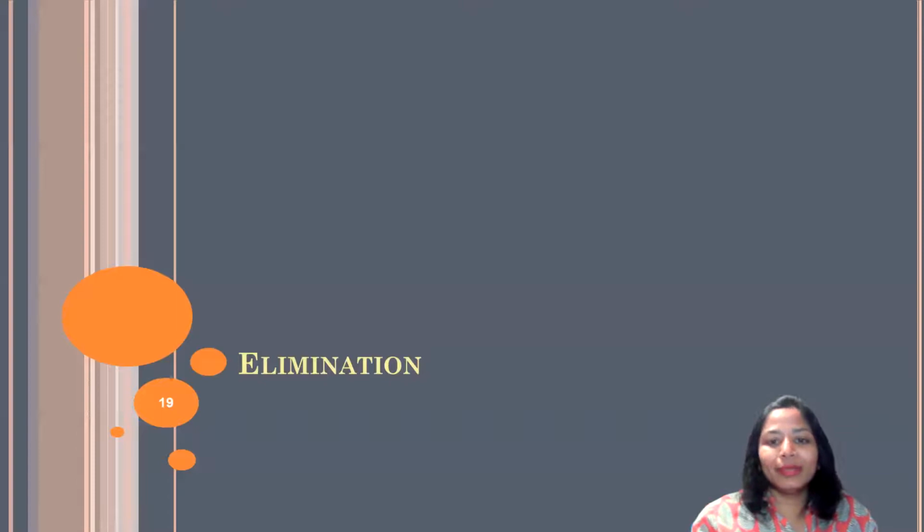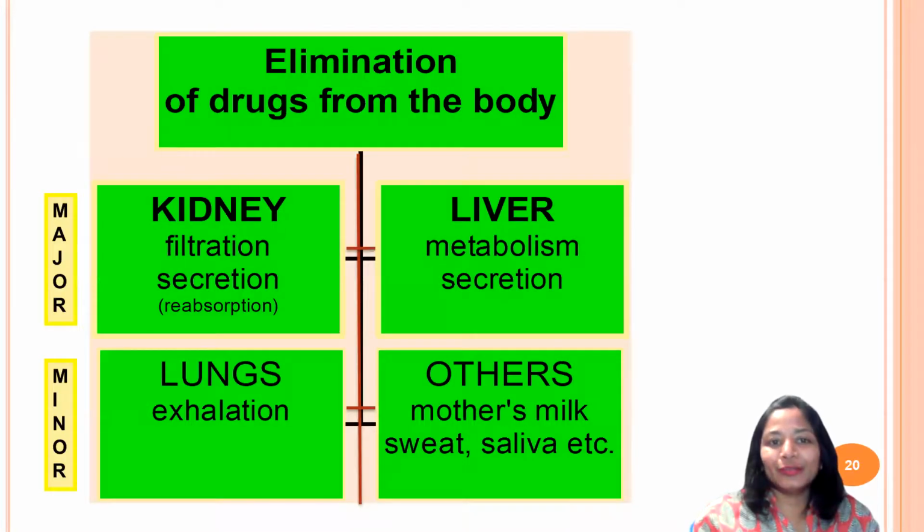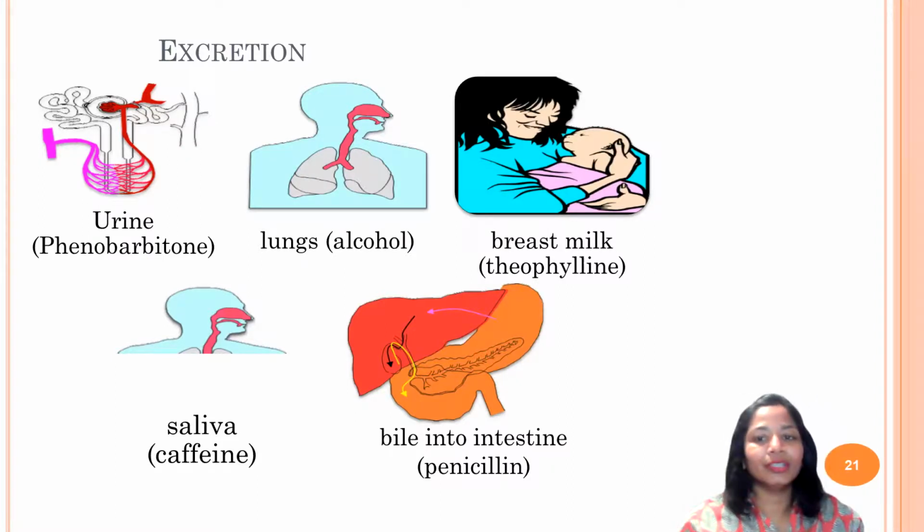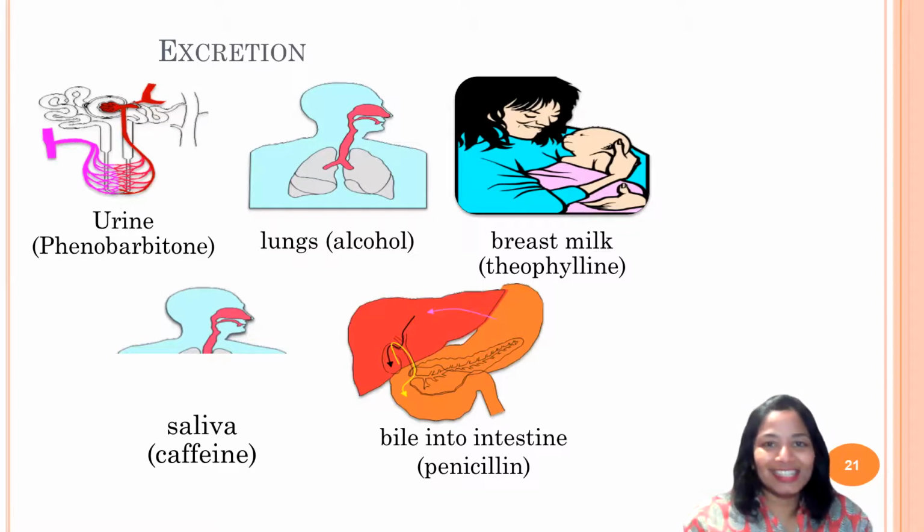Next, we will talk about elimination. In case of the elimination of the drugs, there are major and minor organs. In case of the major, the kidneys and liver play a very vital part. Minor ones are the lungs, mother's milk, sweat, saliva, etc. In case of excretion through the urine, phenobarbital. Remember when we have the Olympics or any of the sports events, what do they have? They test the urine to find out whether the athlete has taken any drugs. So that is how they test it, because it's being excreted in the urine.